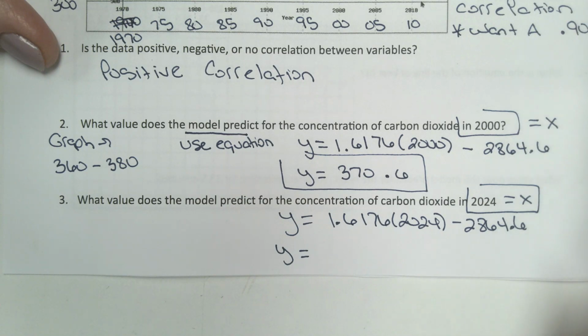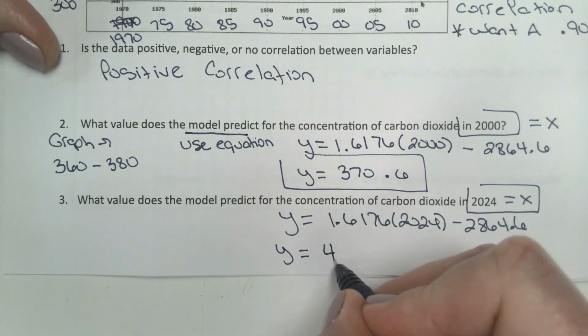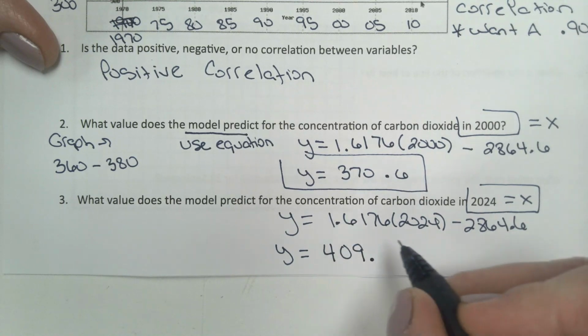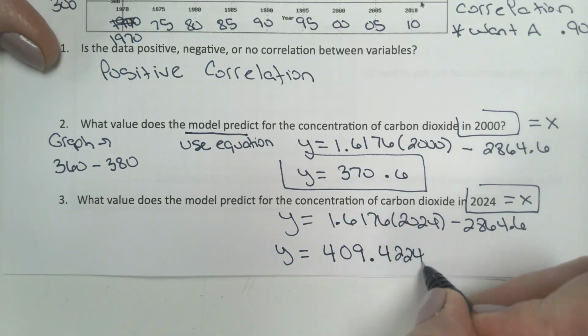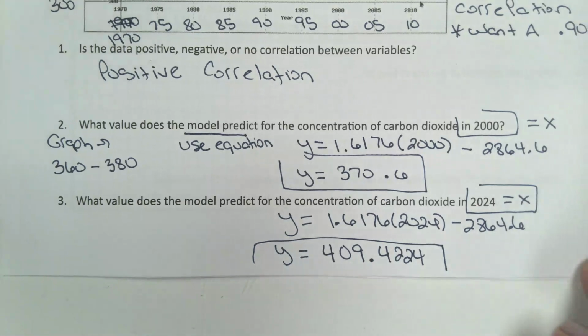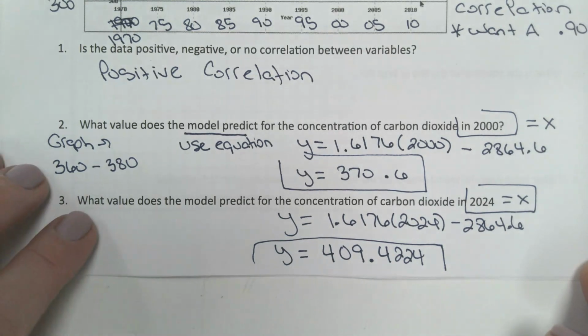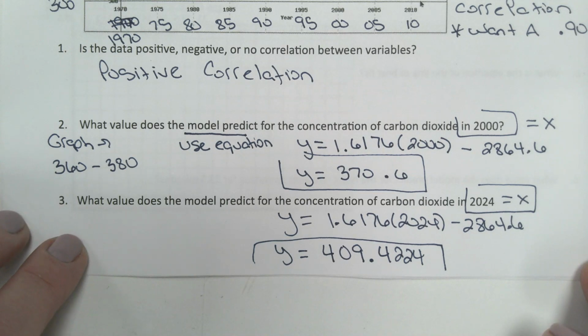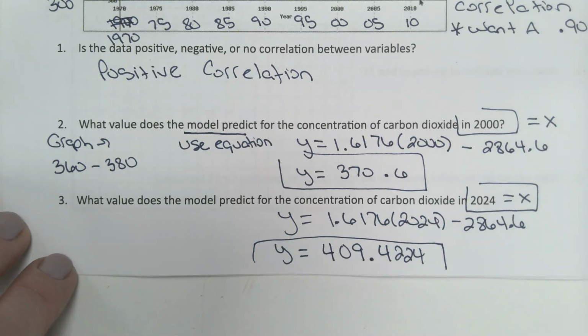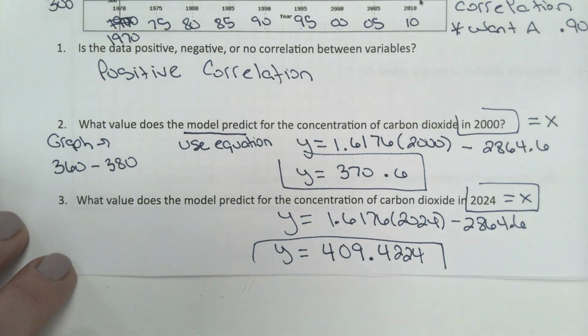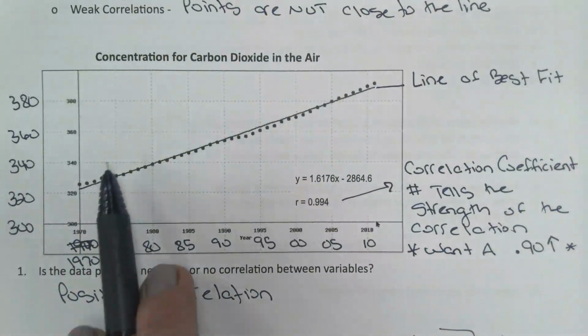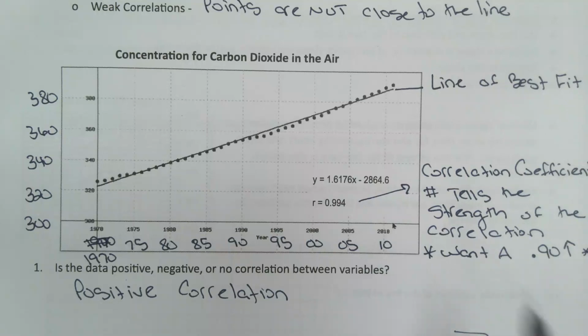So I ran those numbers and my calculation said that it was 409.4224. All right, so some things go up over time. Apparently, the carbon dioxide in the air has been going up. However, some things go down over time.